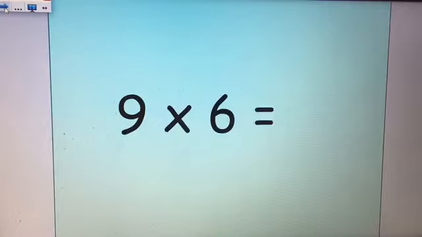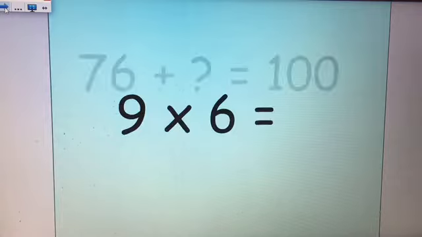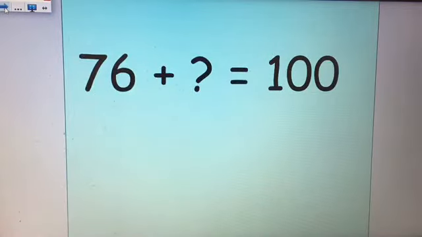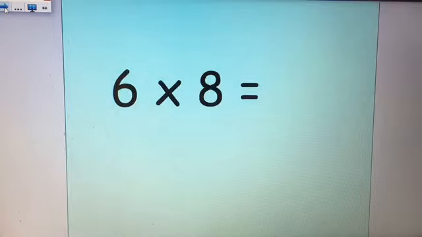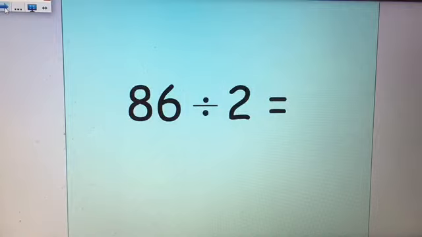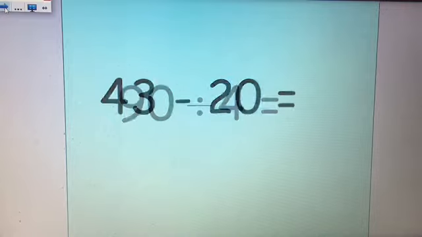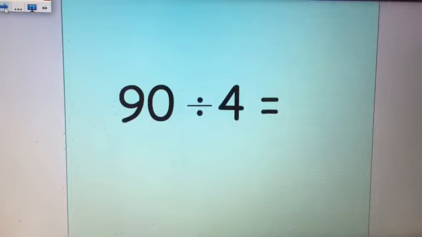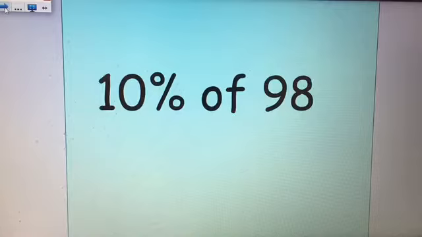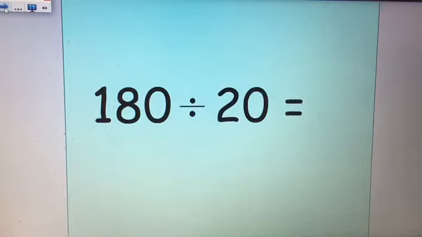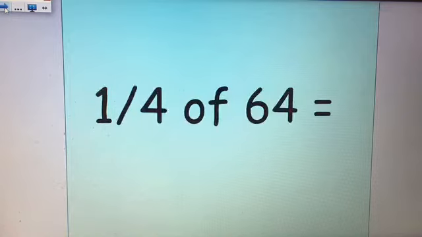9 times 6. 54. 76 add something equals 100. 24. 6 times 8. 48. 86 divided by 2. 43. 43 subtract 20. 23. 90 divided by 4. 22.5. 10% of 98. 9.8. 180 divided by 20 is 9. Quarter of 64.